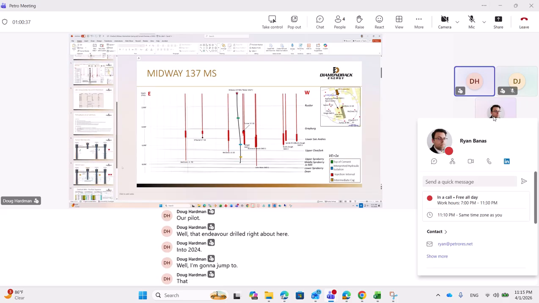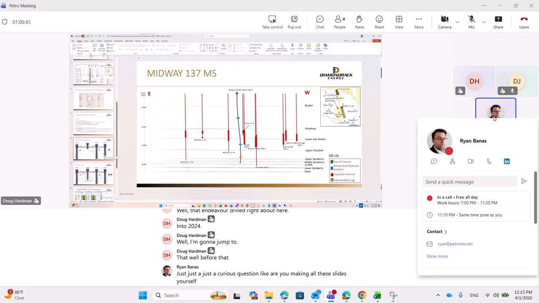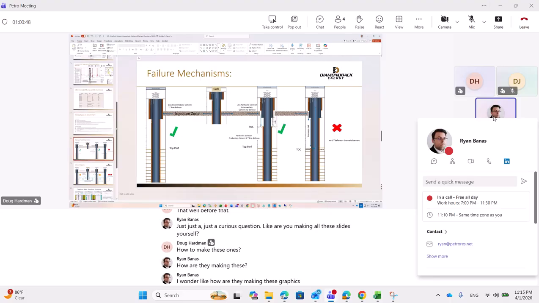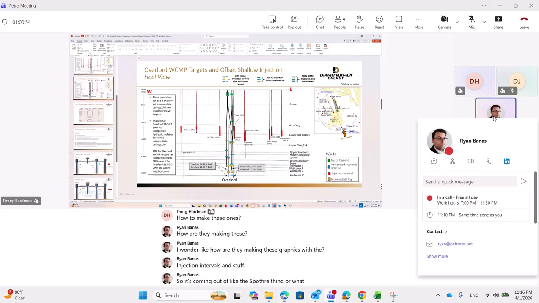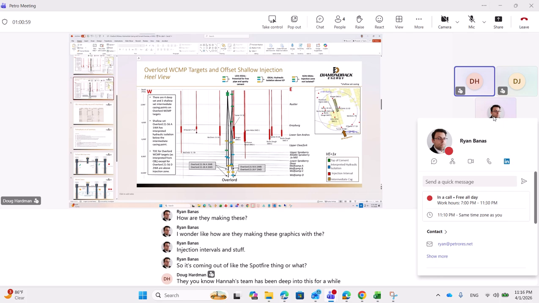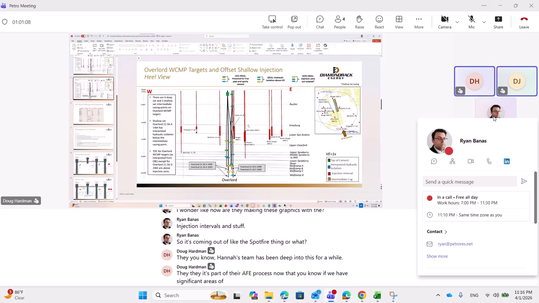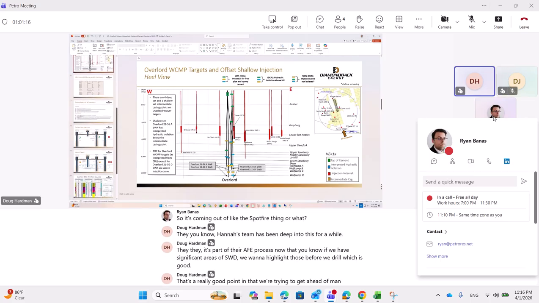Well, before that, just a curious question: are you making all these slides yourself? No, Hannah made these ones. How are they making these graphics with the injection intervals and stuff? Is this coming out of the Spotfire thing or what? I don't know. Hannah's team has been deep into this for a while. It's part of the AFE process now that if we have significant areas of SWD, we want to highlight those before we drill, which was good. That's a really good point in that we're trying to get ahead of managing expectations.